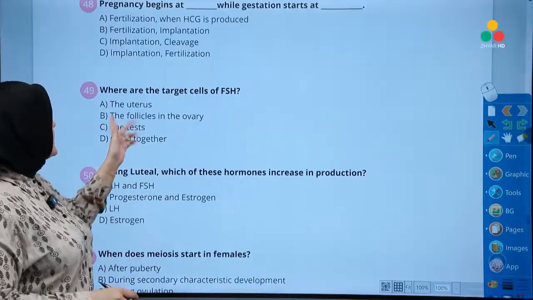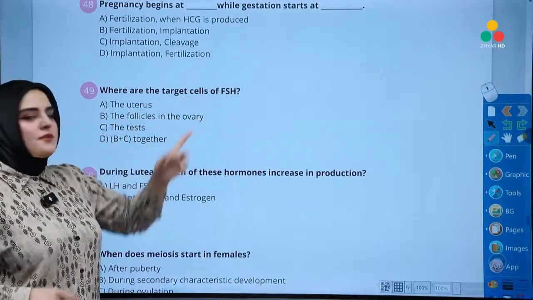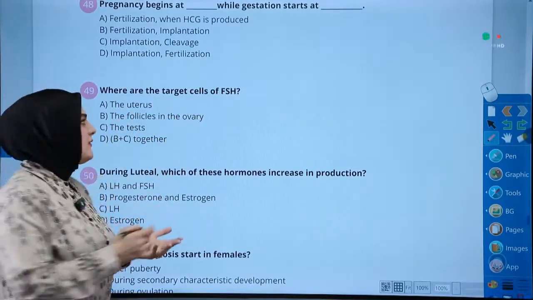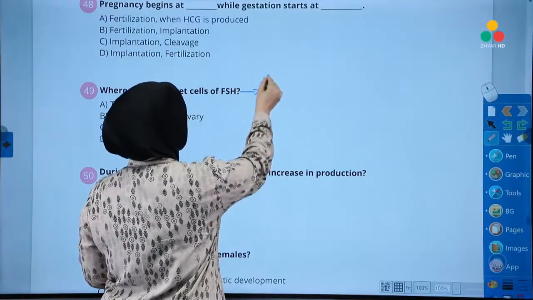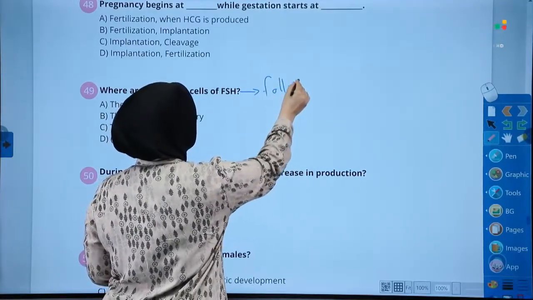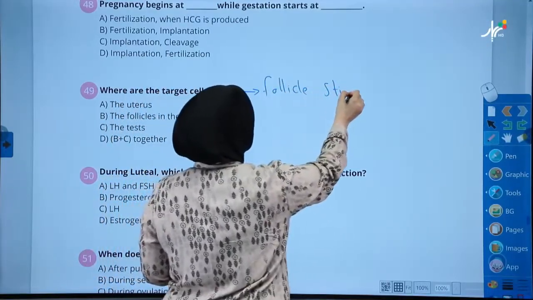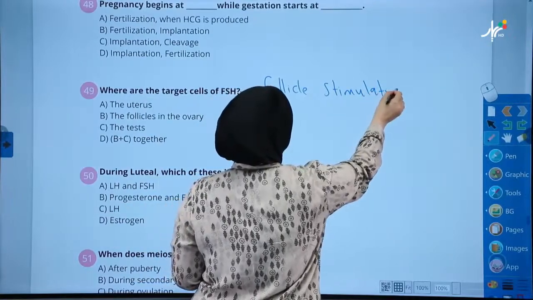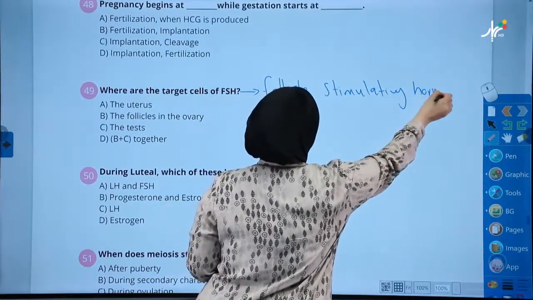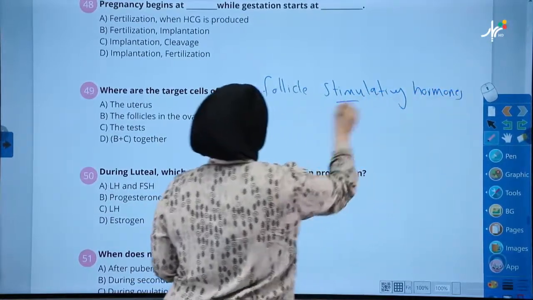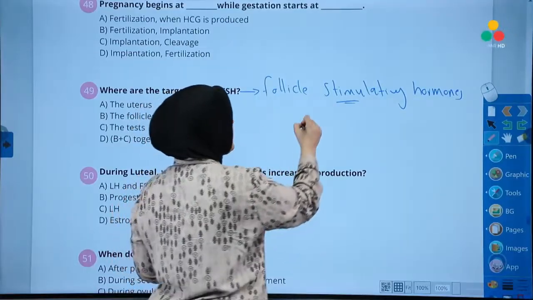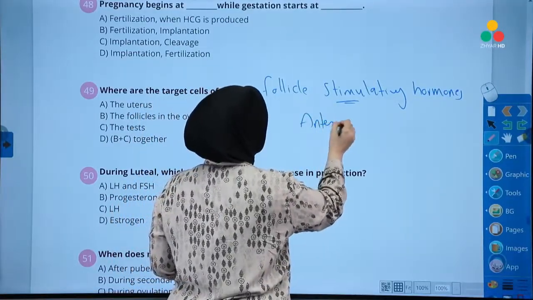For question 49, it says, where are the target cells of FSH? Okay, FSH, it is follicle stimulating. All stimulating hormones come from pituitary, but which side? It's the anterior.